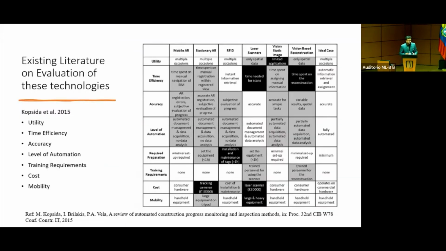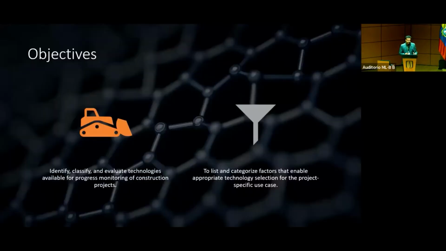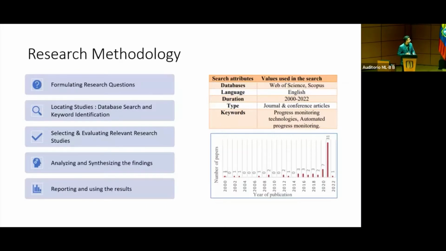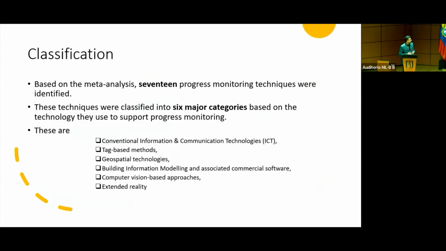Also, the factors for how to use these technologies on specific construction projects were last reported as 7 factors, in that paper. The core objective of this paper is to identify, classify, and evaluate the progress monitoring technologies being used in construction and academia, and to list and categorize the factors that enable appropriate classification and selection of these technologies for a specific use case. The methodology followed was a systematic database literature search: collecting studies from the database, selecting and evaluating relevant literature, analyzing the findings, and finally reporting the results.